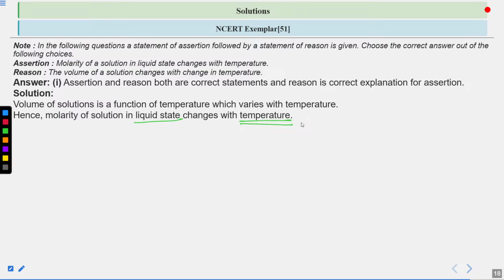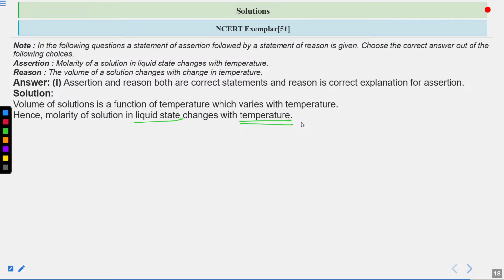So if you talk about the molarity, molarity is defined as the number of moles of the solute divided by the volume of the solution in liters. This is the formula for the molarity. This is the definition of the molarity: the number of moles present in 1 liter volume of solution.